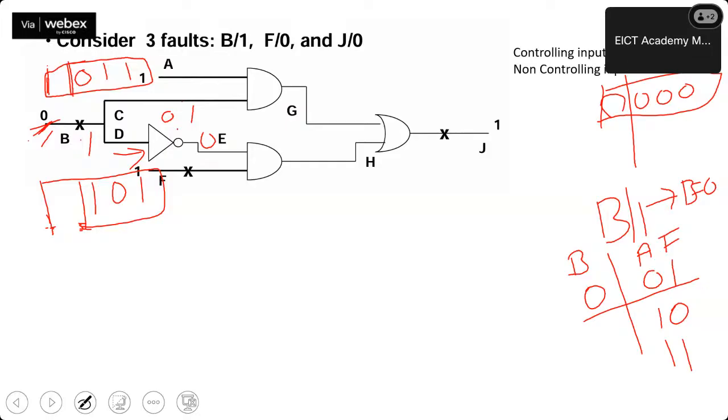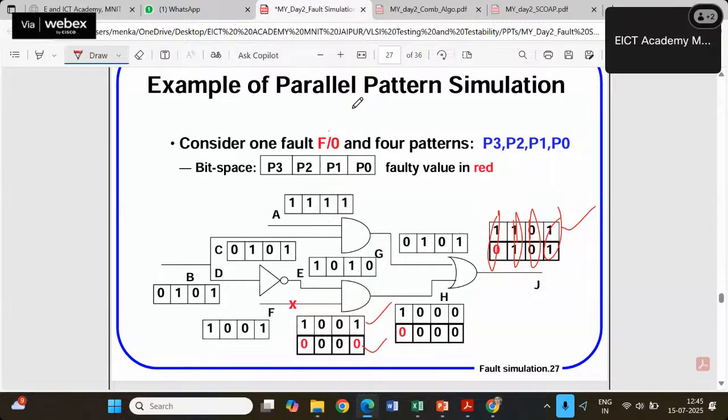By comparing these two, you will be able to figure out which particular pattern detects your fault. The upper one is having 1 and the lower one is having 0. So it means this particular pattern becomes 1, 0, and 1. With the help of this pattern we are able to detect this F fault.